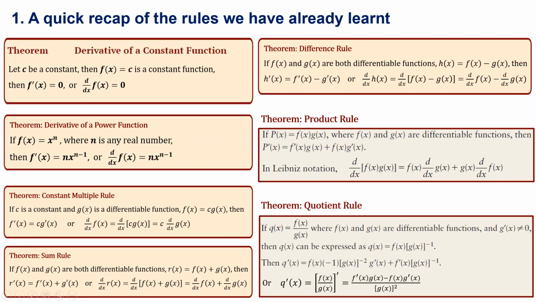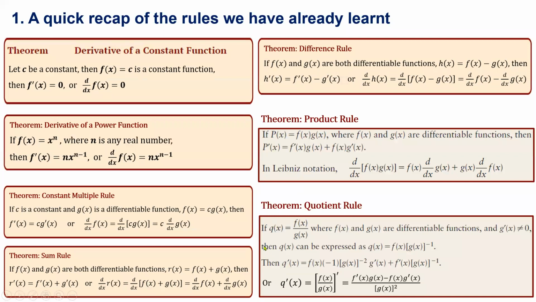And similarly, we have the difference rule. If g(x) and f(x) are both differentiable functions, h(x) equals the difference between f(x) and g(x). Then the derivative of h(x) equals the derivative of f(x) minus the derivative of g(x). Of course, you can also denote that using the Leibniz notation, right? Next, we have learned the product rule. If p(x) is f(x) times g(x), then the derivative of p(x) is the derivative of f(x) times g(x) plus f(x) times the derivative of g(x).